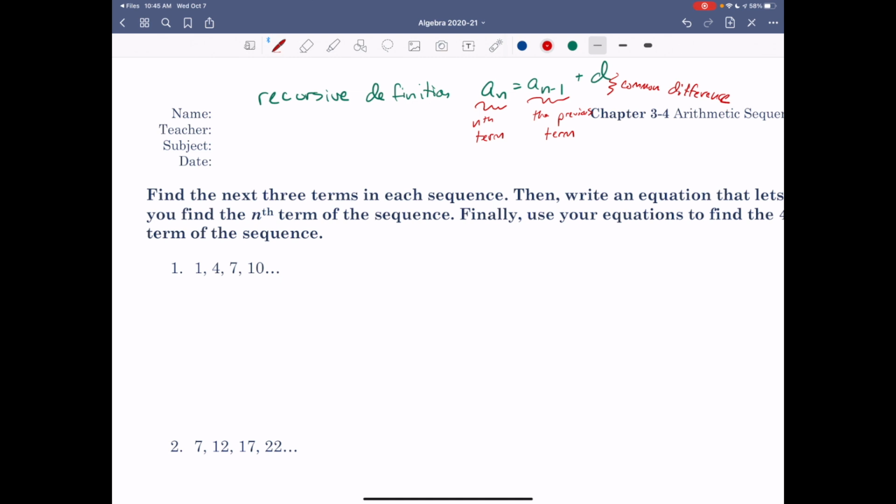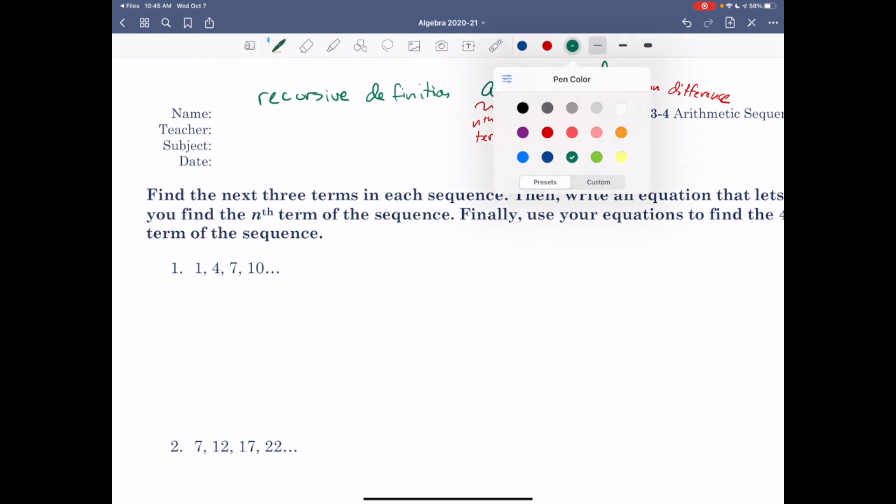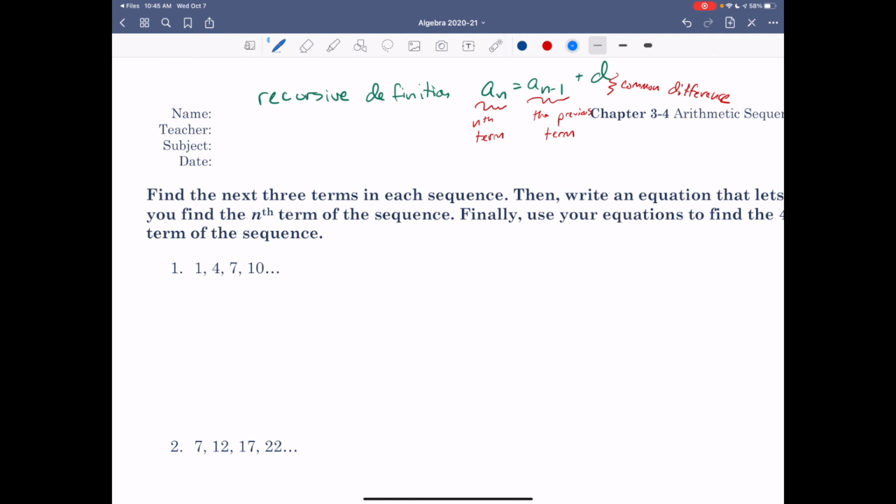For this first sequence, 1, 4, 7, 10, what should I notice? Emma Ruth, what do you notice? Plus 3, plus 3, plus 3, right? So to get the fifth term in the sequence, one way to do that would be to take the fourth term and add my common difference of 3, right? In other words, if I can tell I'm going up by 3, what's the next term after 10? So a sub 5 would be 13.